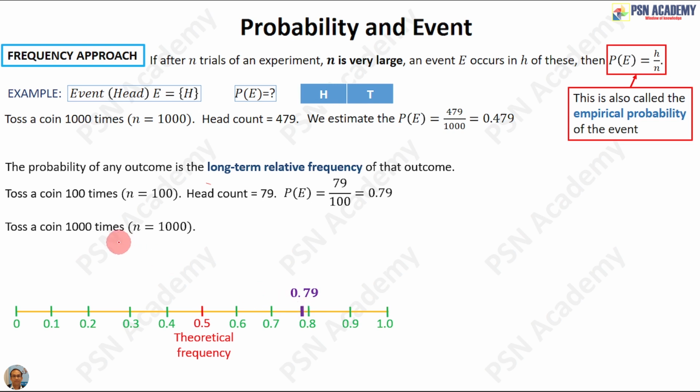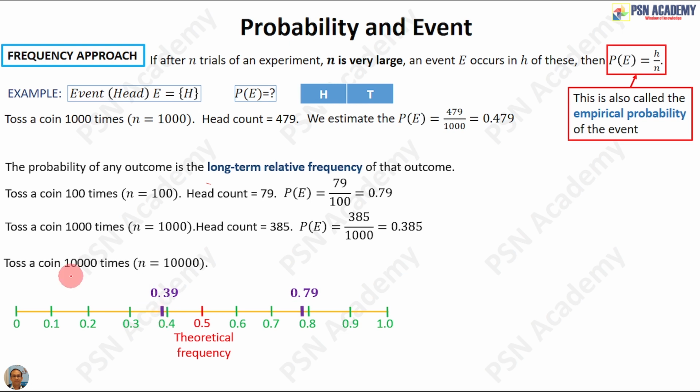We tossed the coin 1000 times now and I got the head count as 385. So the probability of this event will be 0.385, that is almost 0.39. So here we go with 0.39. Now you notice that the deviation has reduced to 0.11 from 0.29. We go for 10,000 times. We got the head count 5,623. So the probability is almost 0.56. So here is 0.56 and there is a deviation of 0.06.